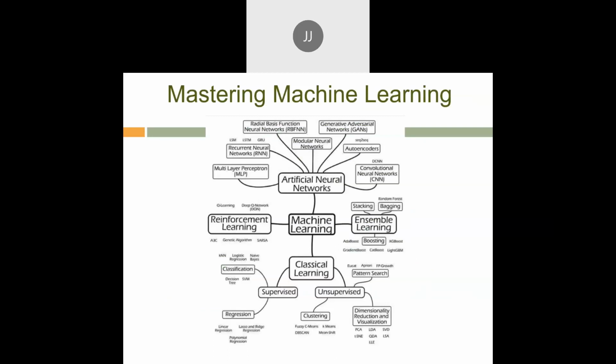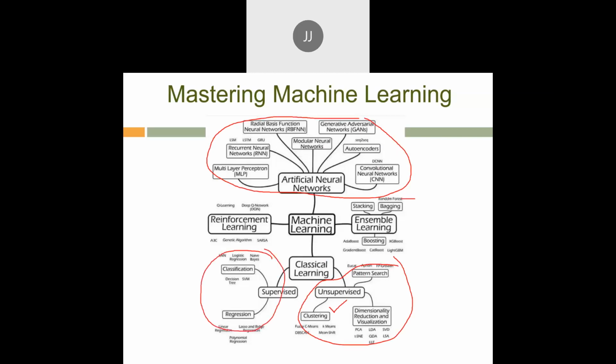Okay, this diagram shows you the group of methods that we have. So we will learn some of the basics of artificial neural networks. We will learn about the unsupervised. So basically, we are looking at the clustering. We also learn about the classification and regression. And we will also learn about the ensemble. The ensemble is just a combination of more than one classifier. So all of this we will learn in this course, except this one.